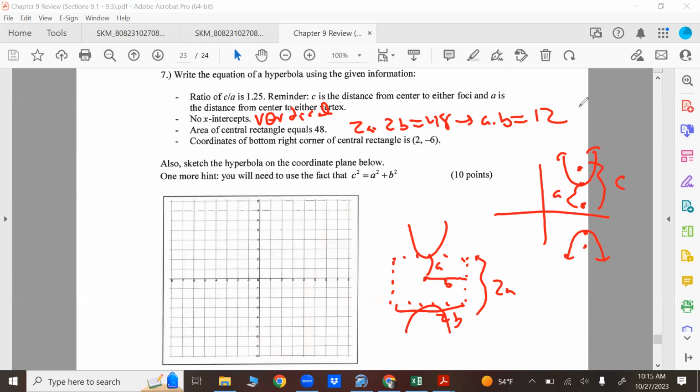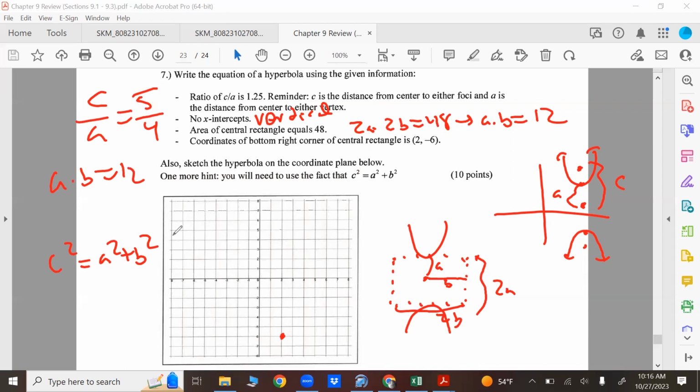I do give you the coordinates of the bottom right corner. Okay, let's do it. 2, -6. Okay, 2, -6. So it's like a puzzle. Okay, 2, -6. I got that. Okay, cool. So here's the deal. C over A is 5 over 4. A times B is 12. Also, we know this is true, right? That's a true statement.